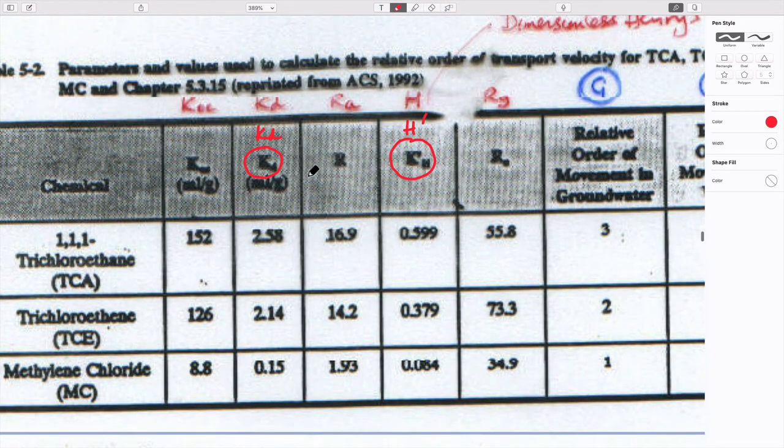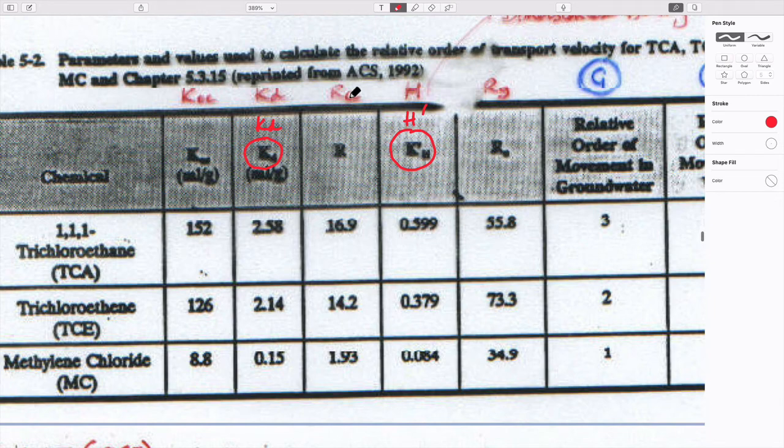And if you calculate each of these, you end up with the aqueous retardation coefficients and the gaseous retardation coefficients. And where you have a small retardation coefficient, it should move fastest. So if you look at the size of these aqueous retardation coefficients, you'd expect the first arrival to be methylene chloride. You'd expect the second arrival to be TCE, and the third arrival to be TCA. And so that's in the groundwater zone.